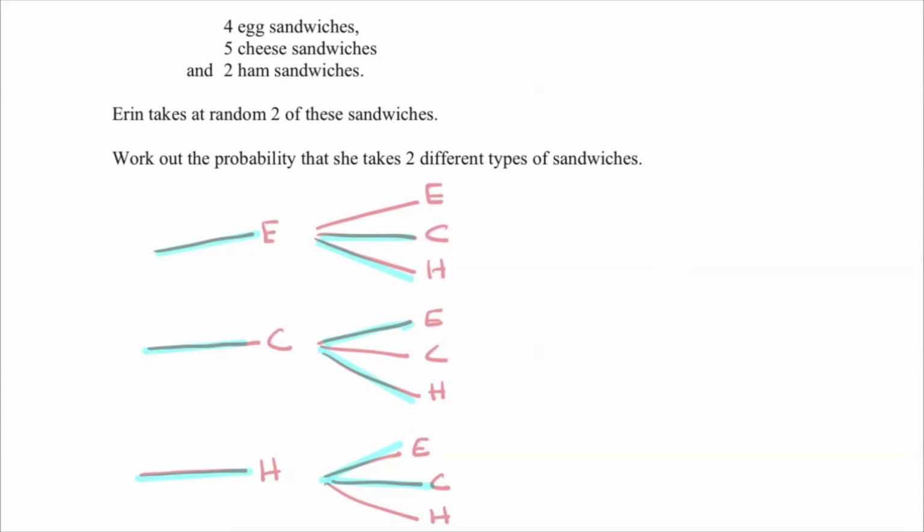The probability of getting an egg sandwich is 4 out of 11. The probability of me taking another egg would be 3, because there's only 3 left, out of 10, because there are only 10 sandwiches left. So to get an egg-egg combination, it would be 4 over 11 times 3 over 10. And that will give us 12 over 110.